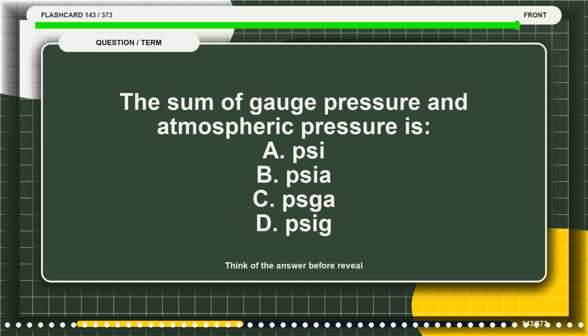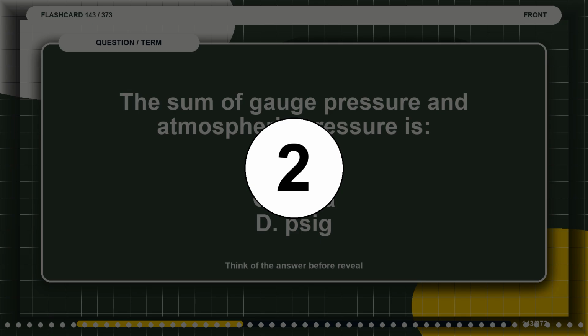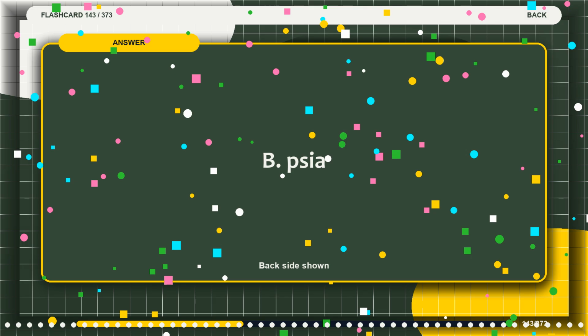Flashcard 143. The sum of gauge pressure and atmospheric pressure is a psi. Think of the answer before the reveal. The answer is BCA.